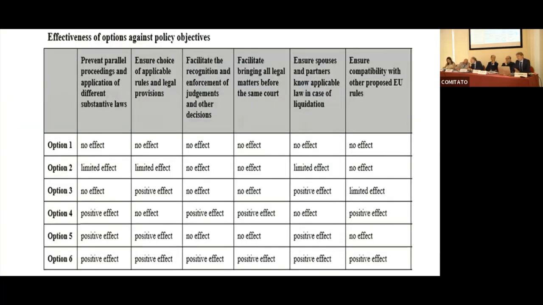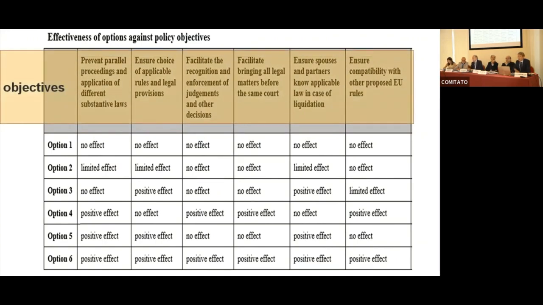A quick piece of information on how they practically do the analysis with scores. They put the objectives in each column. Then in each row, you can find the options. So for each option, you can find the effect for each objective, for instance no effect, limited effect, positive effect.